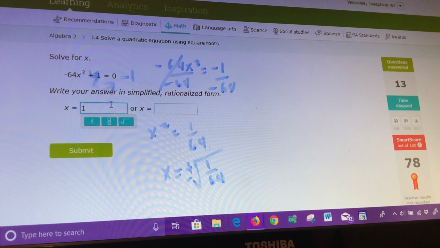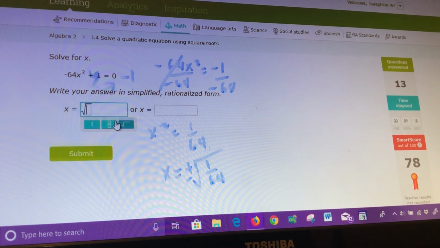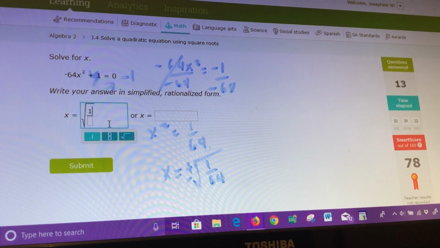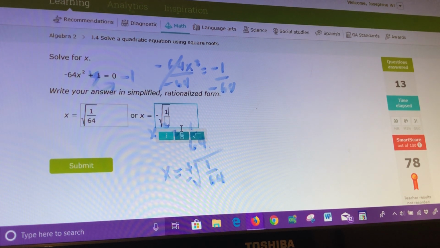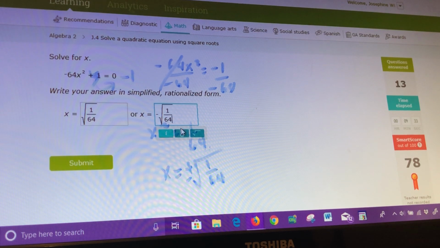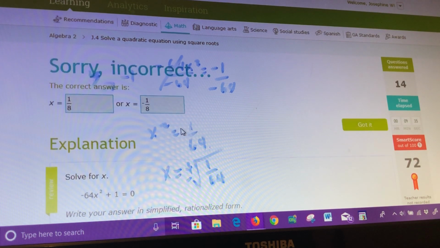So it'll be square root of 1 over 64 and negative square root 1 over 64. Okay, all right, so it's going to make me do it. All right, I was hoping not to do it, but anyway, so we're going to do it.